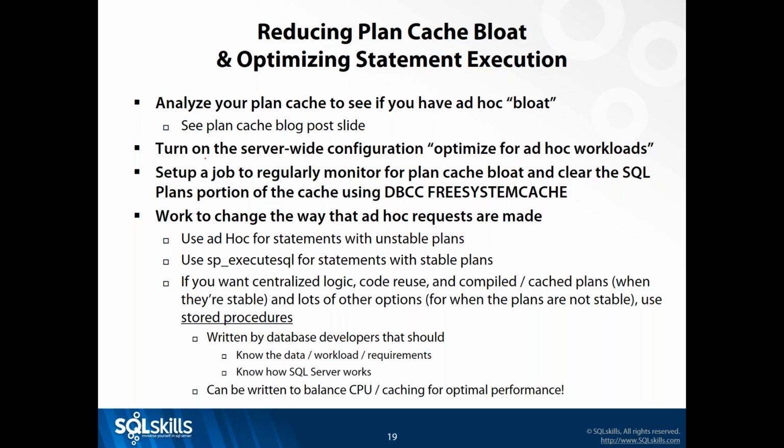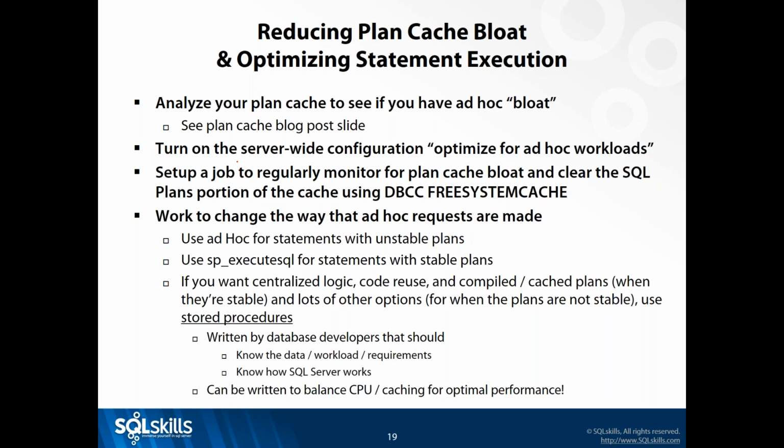And the first thing I'm going to tell you to do is to turn on that server-wide configuration, optimize for ad hoc workloads. But even if some of you already have that on, you still can have bloat. It just takes a little bit longer to get bloated, because what that does is say, don't put the plan in cache until the second execution. But it does put a little tiny stub in the cache. And one of the negatives is that stub is small, so finding that stub in the cache to see if it's been executed already sometimes starts to slow down the more cache you give to your plan cache.